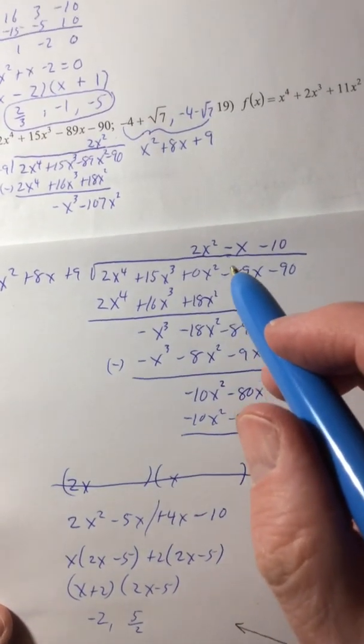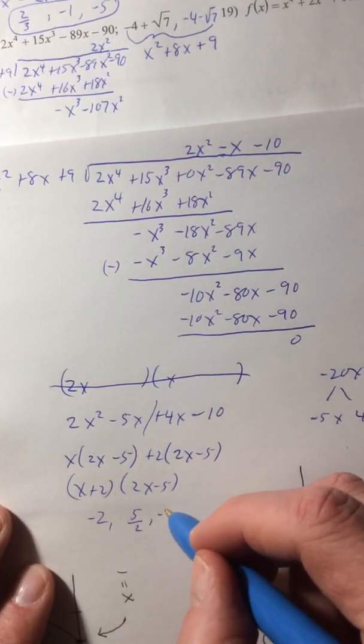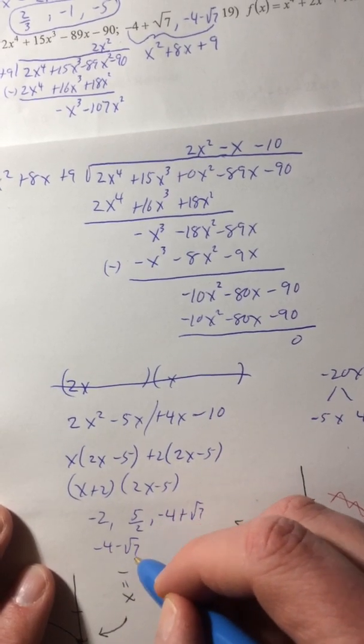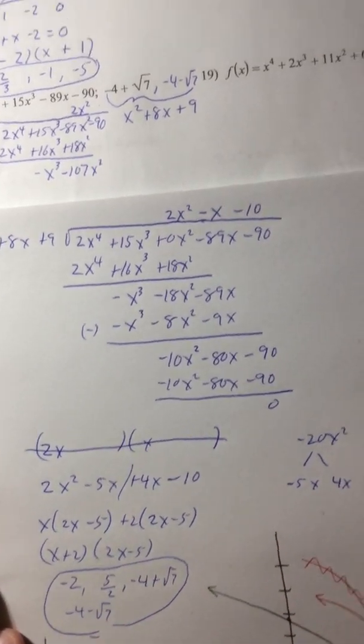And then we have these answers up here. Negative 4 plus root 7. Negative 4 plus root 7. And negative 4 minus root 7. Those are the solutions from that problem. Okay.